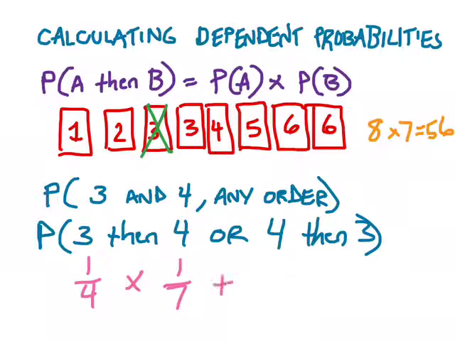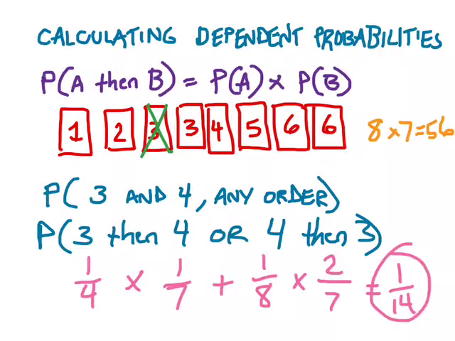I'm going to add that to the probability of a 4 then a 3. The probability if I pull a 4 first is 1/8 because originally there'd be 1 4 out of 8 cards, but then the 3 would be 2 3s remaining out of 7 cards. If I simplified that big expression, I'd have the probability of getting a 3 and a 4 in any order. It would end up being 1/14.